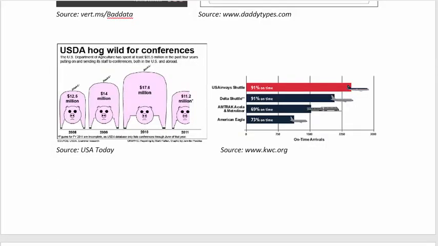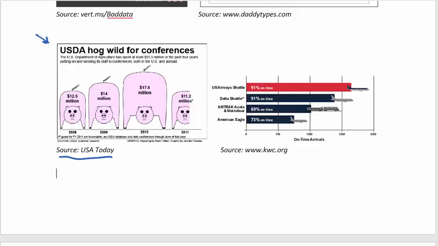All right, let's take a look at some more. USDA hog wild for conferences. Here we are in 2008, we've got 2.5 million. This is the money that the Department of Agriculture spent on conferences. 2009, 14 million, 17.5 million, and then it dropped off in 2011. And this is from USA Today. They like to use these. These are called pictographs, and there are things that are misleading about a pictograph. So go ahead and think about this for a second. Compare the numbers here versus the pictures. That's the information you're going to want to look at closely here.